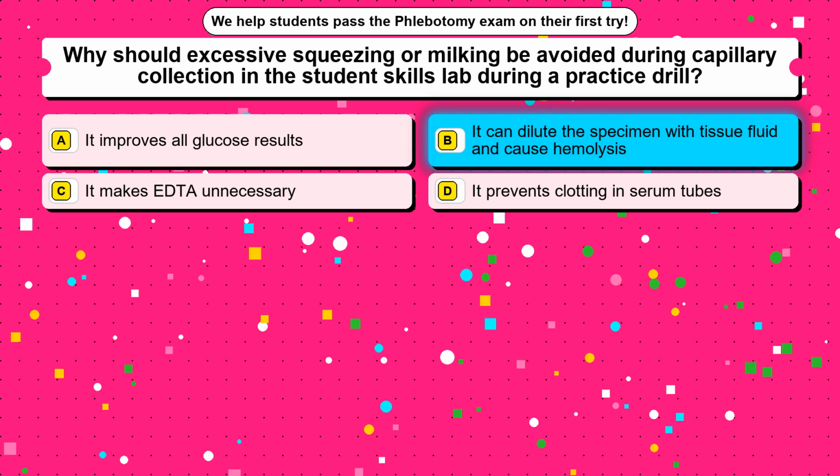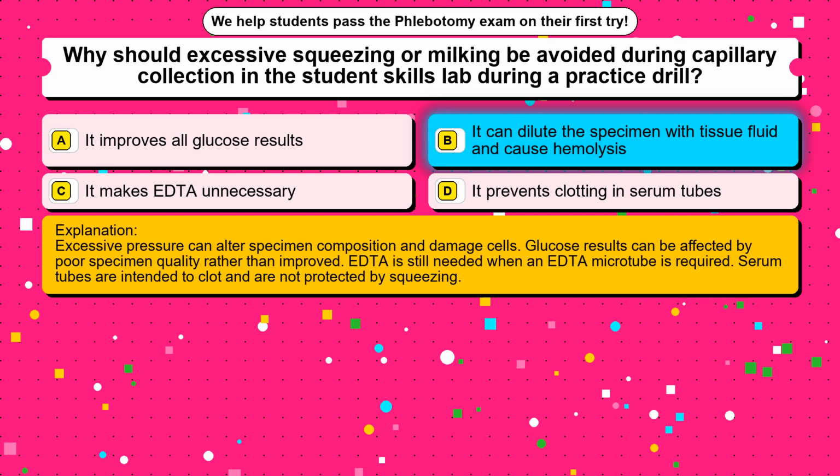It can dilute the specimen with tissue fluid and cause hemolysis. Excessive pressure can alter specimen composition and damage cells. Glucose results can be affected by poor specimen quality rather than improved. EDTA is still needed when an EDTA microtube is required. Serum tubes are intended to clot and are not protected by squeezing.